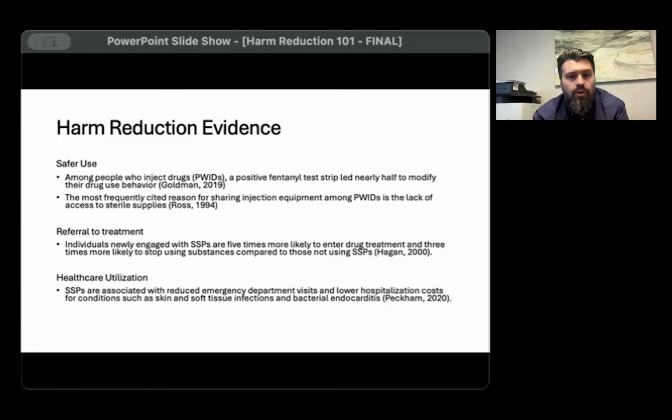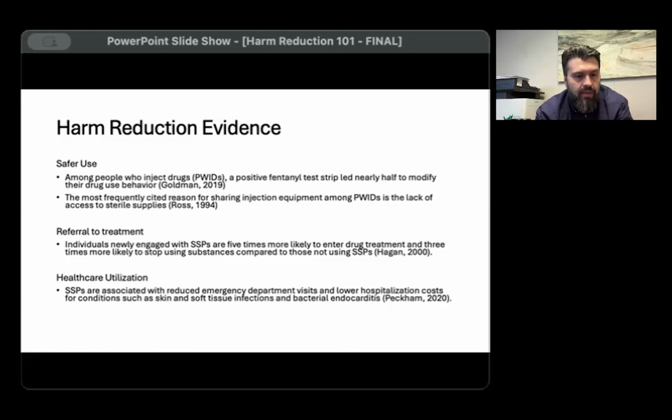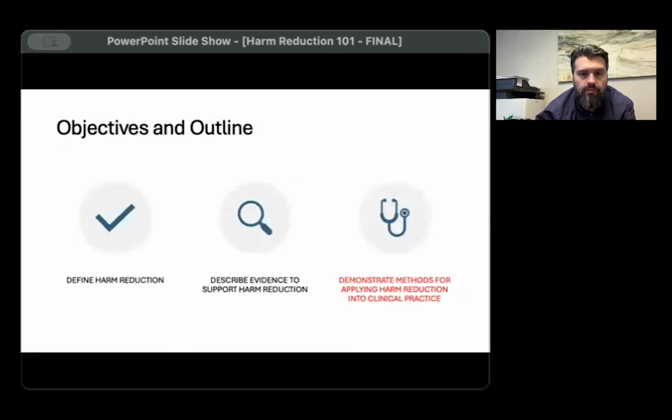So there's evidence to support that SSPs in particular have reduced healthcare utilization, specifically in ED visits and hospitalizations around certain types of infections, specifically those related to IV substance use like bacteremia, endocarditis, those kinds of things. So there is literature out there to support interventions when it comes to harm reduction. So we've defined harm reduction. We said it's evidence-based. We said it's a patient-centered treatment.